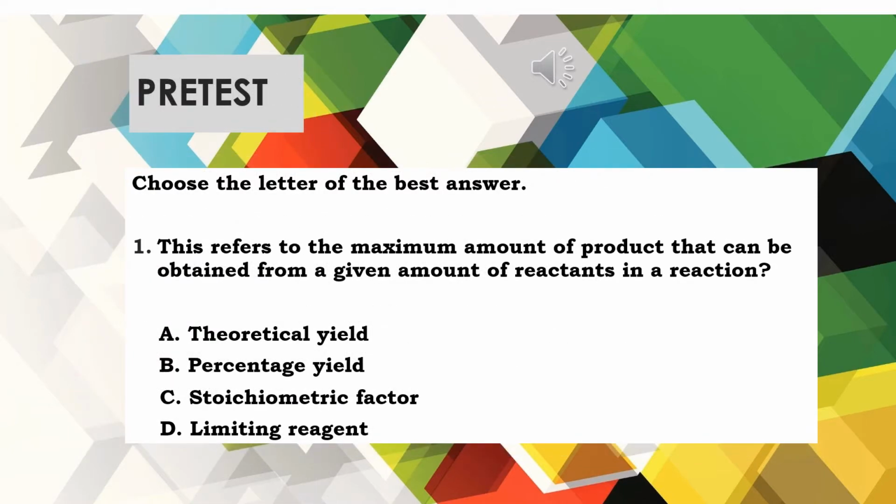Let us check your background about the lesson. Take the pretest. Choose the letter of the best answer. Number 1. This refers to the maximum amount of product that can be obtained from a given amount of reactants in a reaction. A. Theoretical yield. B. Percentage yield. C. Stoichiometric factor. Or D. Limiting reagent.